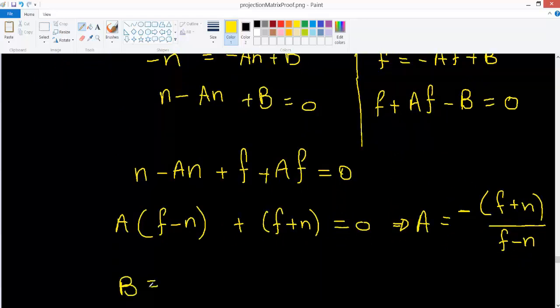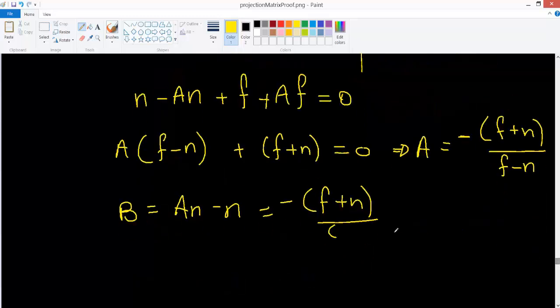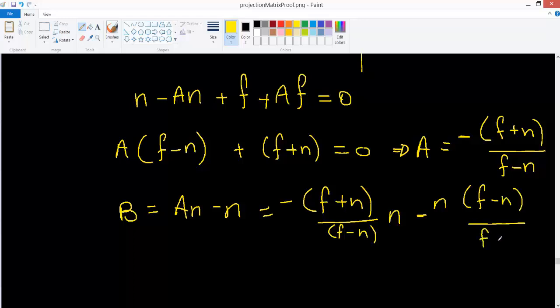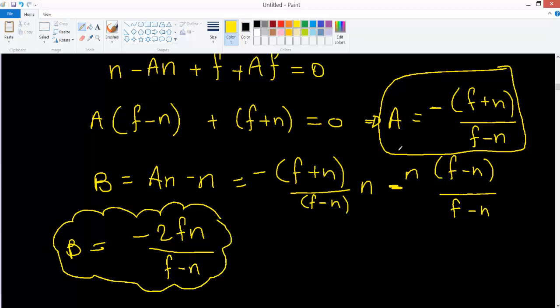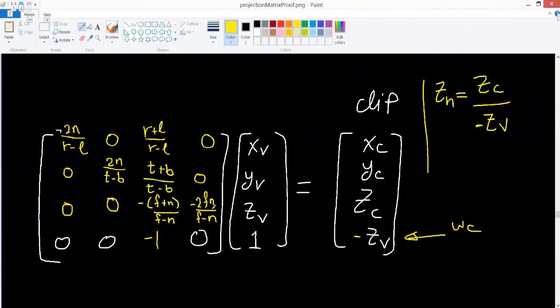So let's get b. b equals an minus n, which is actually equal to negative f plus n over f minus n, multiplied by n, minus n, which is n times f minus n over f minus n. So this is negative n. This is actually negative fn, so it is negative 2fn, and negative n squared plus n squared will get deleted. So you'll have here f minus n, and by this we have created the b and we have created the a, and we can substitute in our projection matrix. And this is our final projection matrix finally.